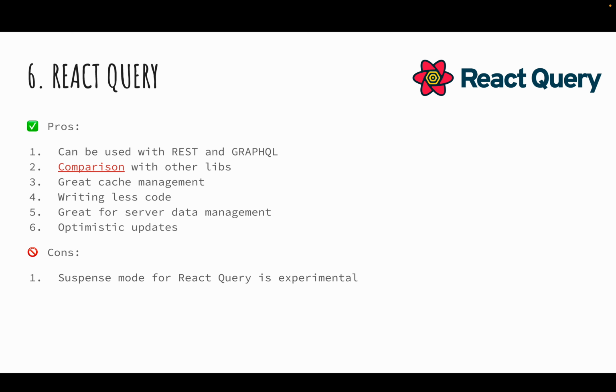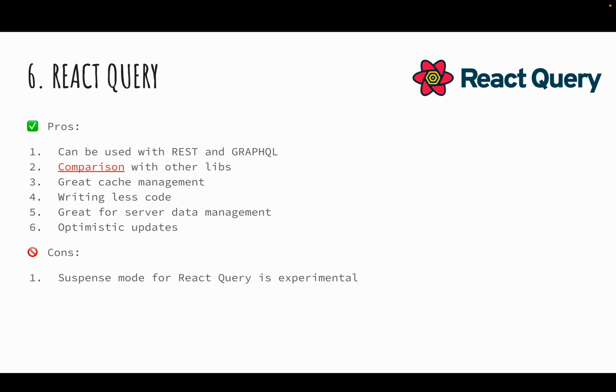The next state manager is React Query. It's also an API state manager, and the big plus for it is that it can be used with REST and GraphQL, so it doesn't matter whatever you use. So it has syntax like the Apollo state manager, so it also has hooks like useQuery and useMutation, but it can work with simple REST.